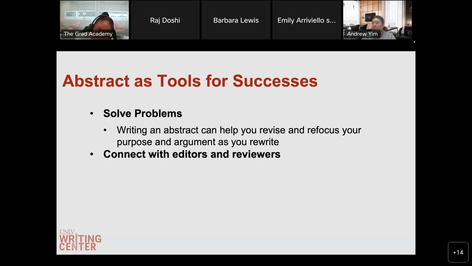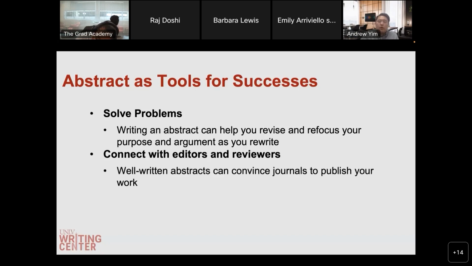In addition, your abstract is going to be one of the first lines of defense when you connect with your editors and your reviewers. If anyone here has gone through the editorial process, I've gone through it at least 2 or 3 times. I have 2 or 3 articles that have been accepted, I've had a revise and resubmit, and I have one that's currently getting published with a co-author in the next year or so. When I was writing my abstract, it had to be very clear, because if you don't have a clear abstract, the journals are not going to necessarily publish you.